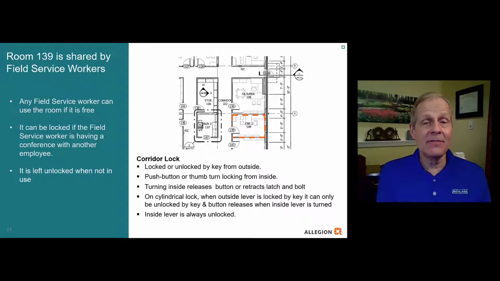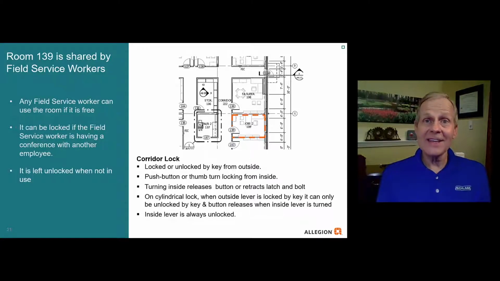Now this is a unique function, a little bit more involved in the operation. So a corridor lock is going to have a button on the inside and a key on the outside. Now when you want to lock the door from the inside, you push in the button, you have privacy. As soon as you push down on the inside lever, however, that button is going to pop out.